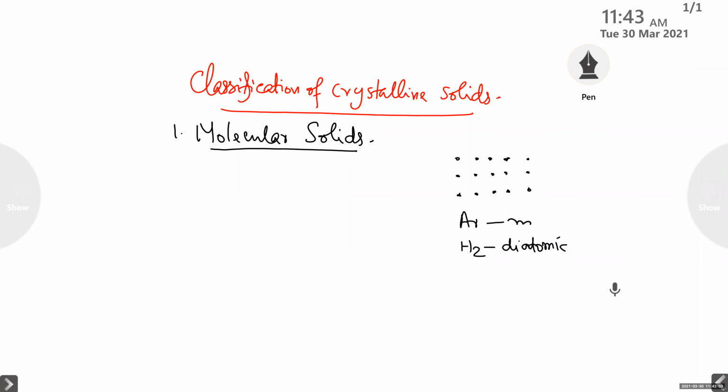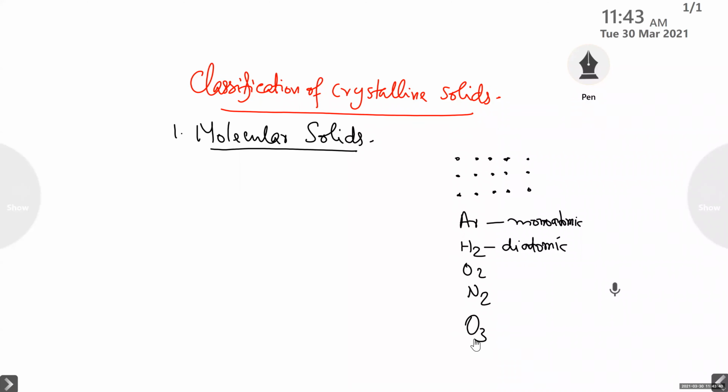This is monatomic: there is only one atom in the molecule, which means the molecule and the atom are the same. H2 is diatomic, there are two atoms in the molecule. O2, N2, etc., are all diatomic. When there are three atoms, it is triatomic.